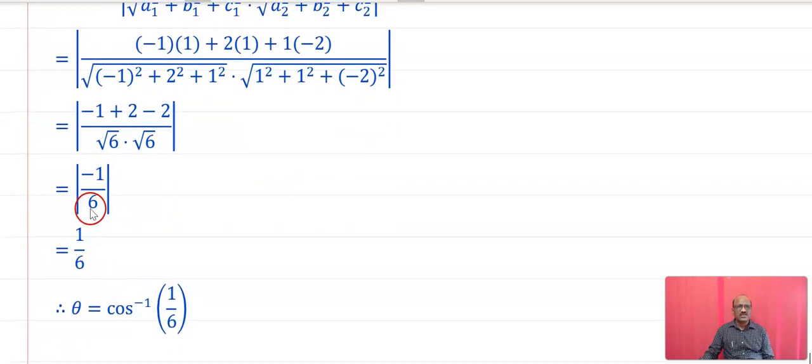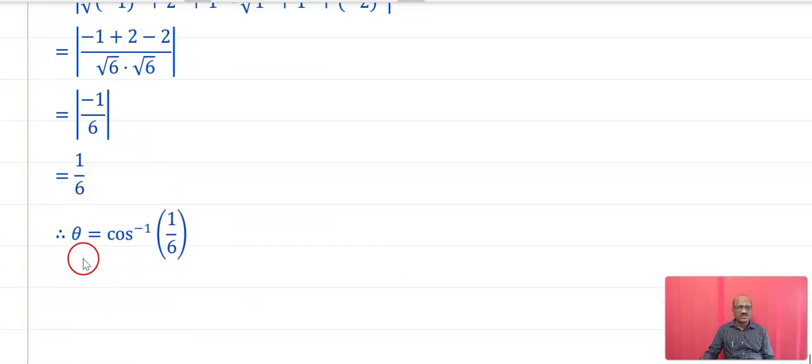You will get 6. And mod of minus 1 upon 6 means 1 by 6. That is cos theta equals 1 by 6, and that's why theta equals cos inverse of 1 by 6.